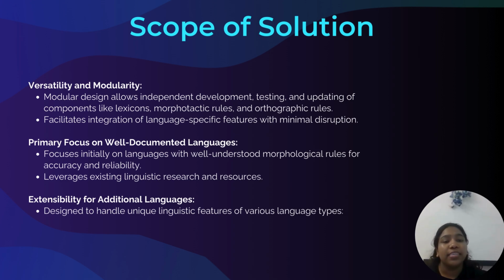Secondly, primary focus is on well documented languages. The system focuses on languages with well documented morphological rules. These languages provide a robust foundation for developing and testing the analyzer as the grammatical structure and morphological patterns are well understood. Next, extensibility for additional languages. While the primary focus is on well documented languages, the framework is inherently designed to be extensible. This extensibility is critical because each language has unique linguistic features that require tailored solutions for accurate morphological analysis.